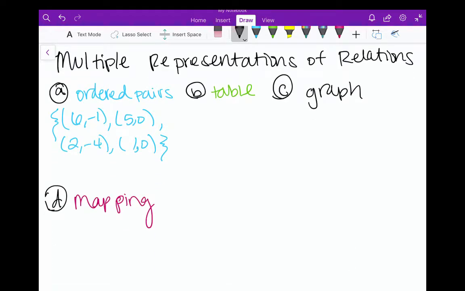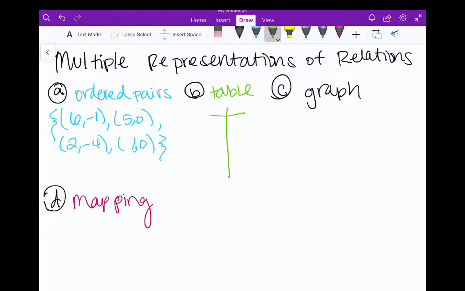So there's multiple ways that we can represent relations, so we're going to look at them. The first example here is ordered pairs. I have a list of ordered pairs, which is (6, -1), (5, 0), (2, -4), and (1, 0). So I have 4 ordered pairs there. That is a relation.